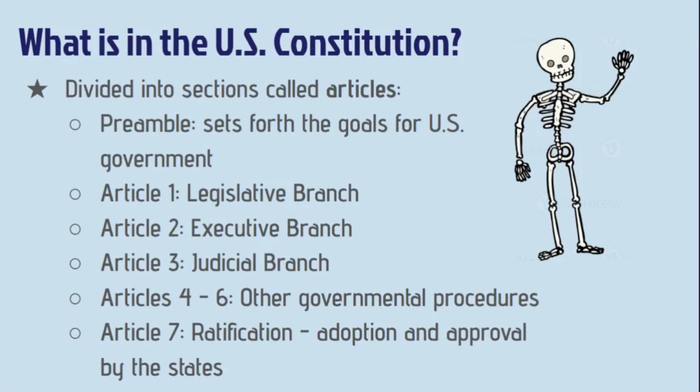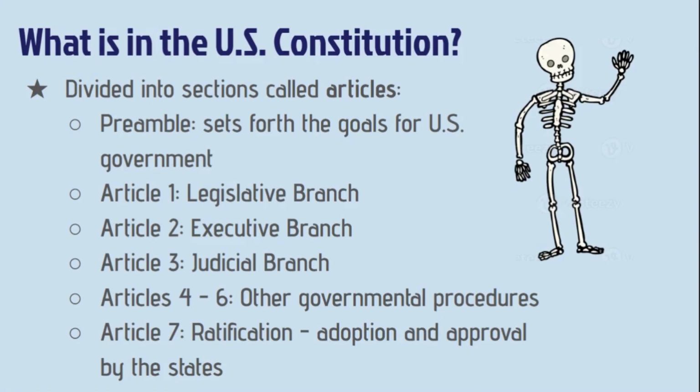So diving into the U.S. Constitution, we know that it's divided into sections called articles. Articles are basically just smaller sections of the U.S. Constitution, right? They're basically chapters, if you will. And these sections all have different purposes. So the preamble is like the introductory paragraph. I like to call it the thesis statement of the U.S. Constitution. It set forth the goals for U.S. government. And we actually already know these goals because there are purposes for government, right?